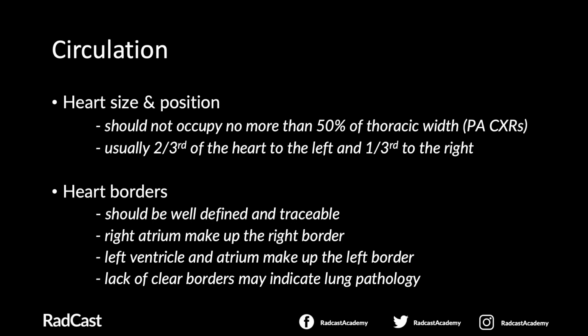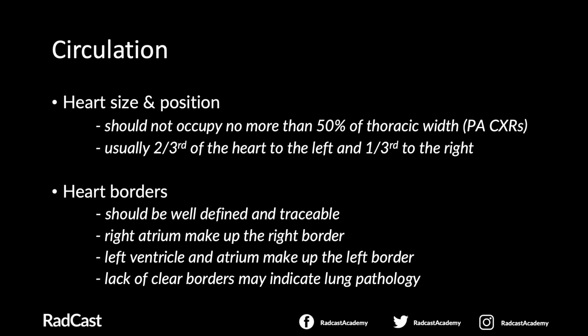Now let's look at circulation. What are the things we're going to be assessing in circulation? Firstly, the heart size and the position. The heart should not occupy more than 50% of the thoracic width on a PA chest X-ray. This can be measured through the use of the cardiothoracic ratio. Usually, 2/3 of the heart is to the left-hand side, and 1/3 is to the right.